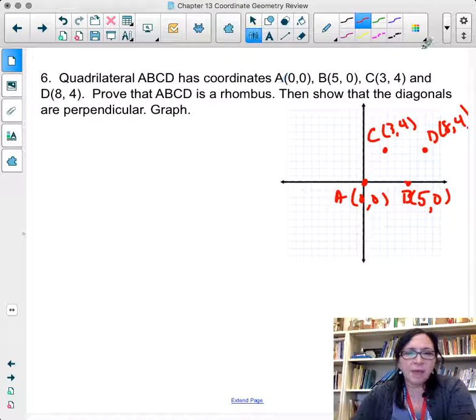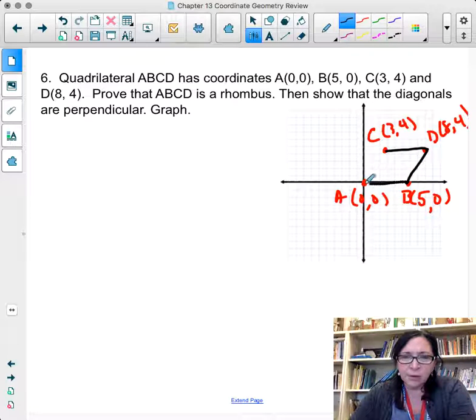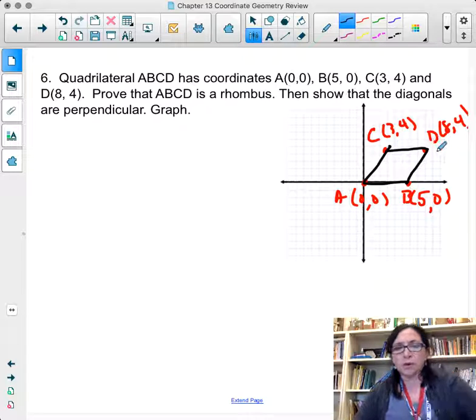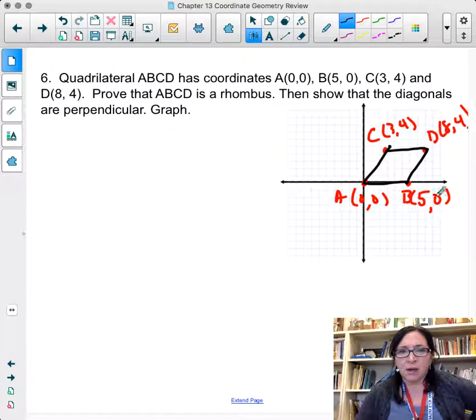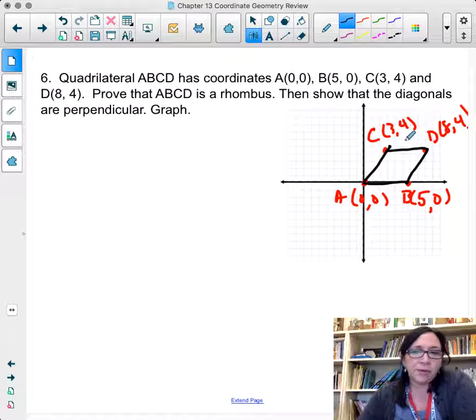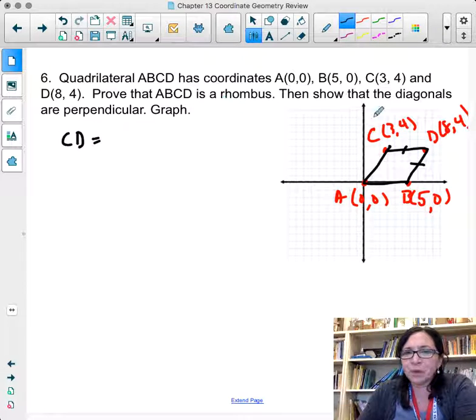And it says, prove that this quadrilateral, which is this shape right here, connect the corners, is a rhombus. So if something is a rhombus, you're going to have consecutive sides that are congruent. So I'm going to try to prove that this length is equal to this length. I'm going to find the length of CD, which I can just count over. 8 minus 3, which is 5. So I know that the length of CD is 5.